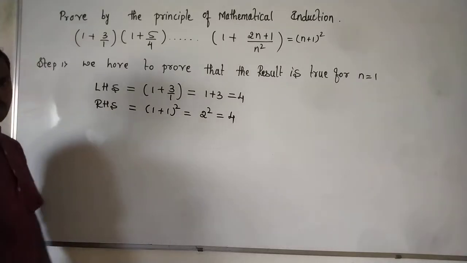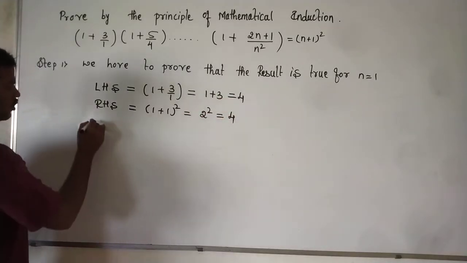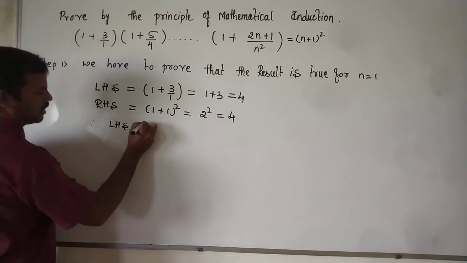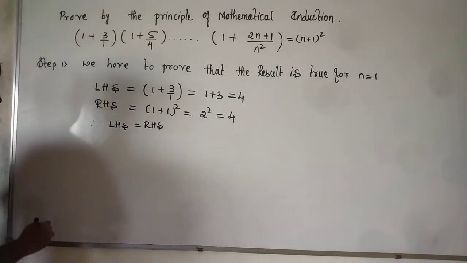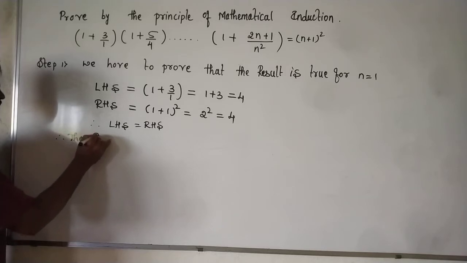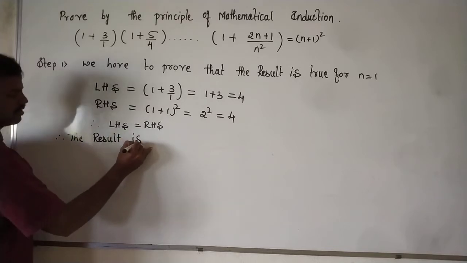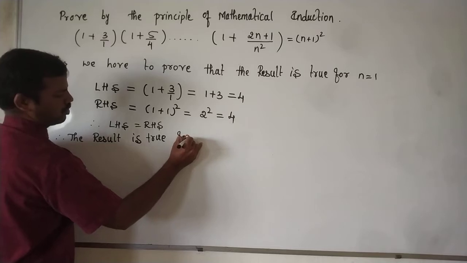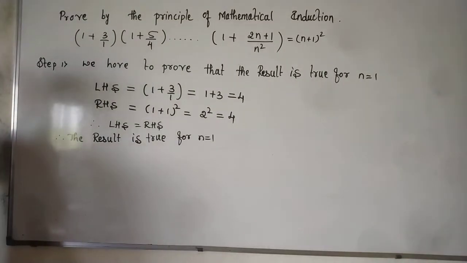So according to this, LHS and RHS must be equal. Therefore LHS is equal to RHS. So therefore the result is true for n equal to 1.